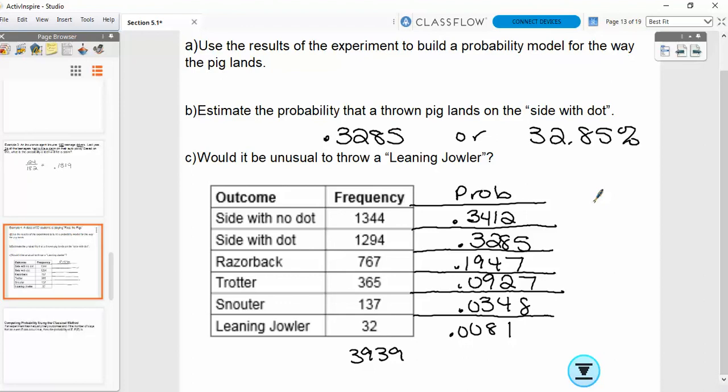C, would it be unusual to throw a leaning jowler? What constitutes unusual? Less than 5%. Okay, what's the probability of a leaning jowler? That is a 0.81%. So that is unusual. Are there any impossible events? What does it take to be impossible? A probability of 0. So nothing's impossible here. All right. Is this okay?